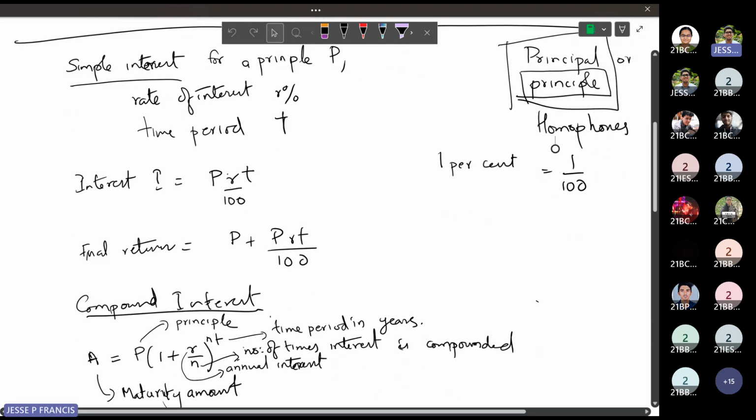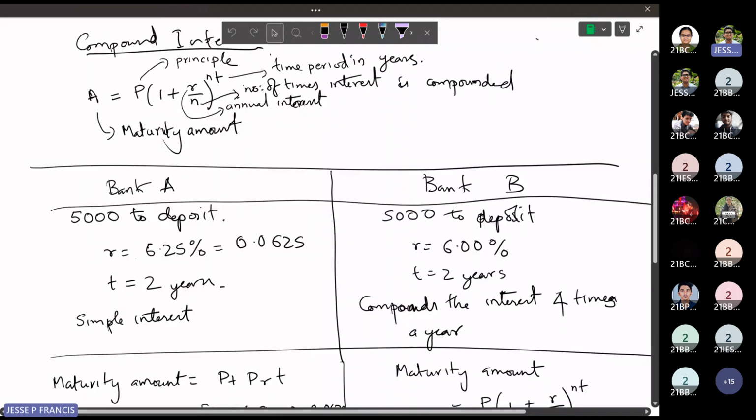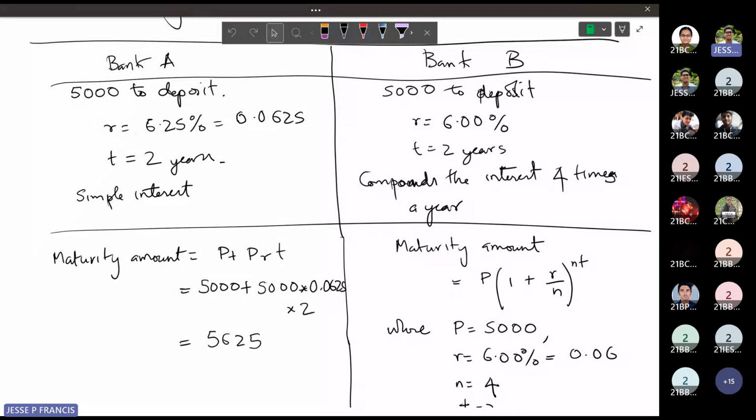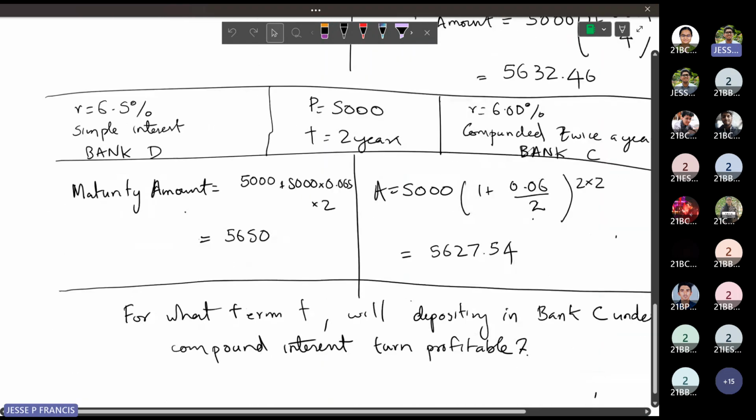Now, we talked about simple interest, compound interest. Then some problems we did include comparing which is better. Should I deposit in compound interest or simple interest? We spoke about when is what. We did different cases where simple interest was beneficial, compound interest was beneficial, and we did quite a lot of experiments before confirming.